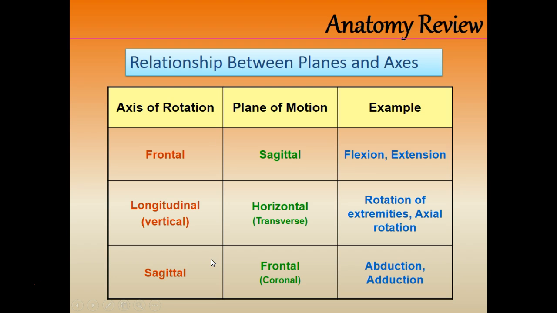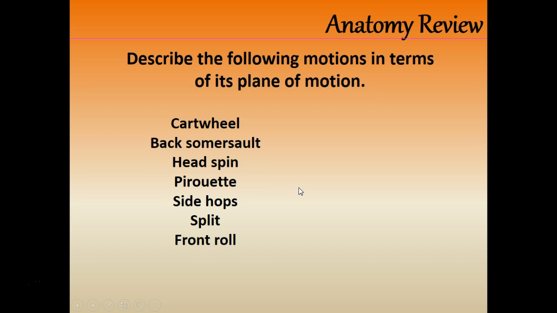So really what you want to do when you're thinking about movement that's occurring, you have to consider both the plane of motion and the axis of rotation. And then you have to know which movements actually occur in each of those planes and axes, okay? So let's make this more clinically applicable. If we were to look at the following motions here on the slide, right? The cartwheel, the back somersault, the head spin, the pirouette, side hops, split, and a front roll, what plane of motion would we say that these actually occur in?